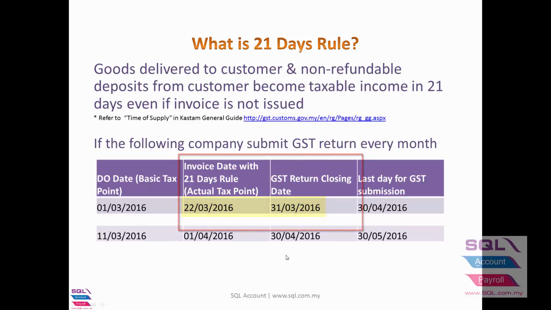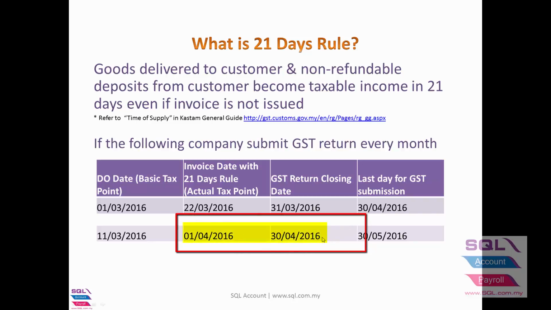The second scenario is also simple and straightforward. DO is issued on the 11th of March and therefore 21 days exact will be the 1st of April, when the invoice is issued. Invoice in April, GST return also will be in April.